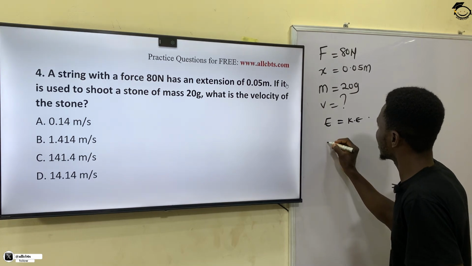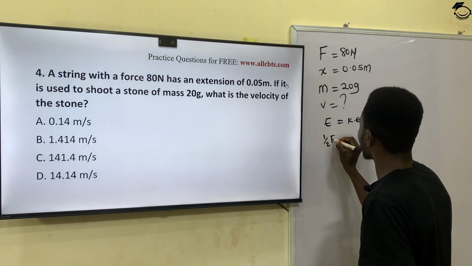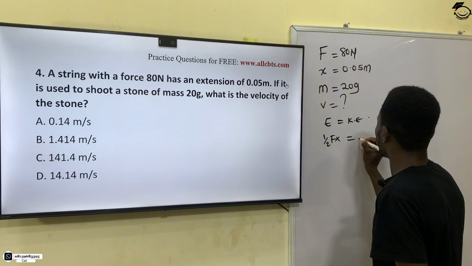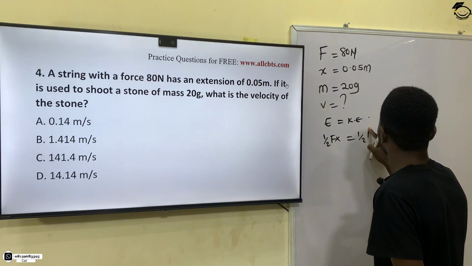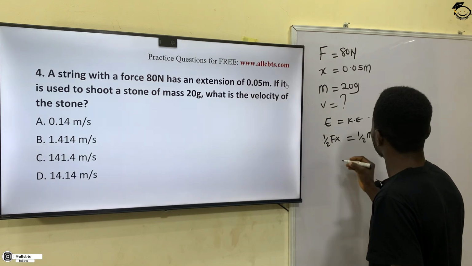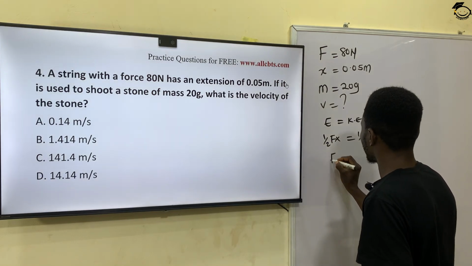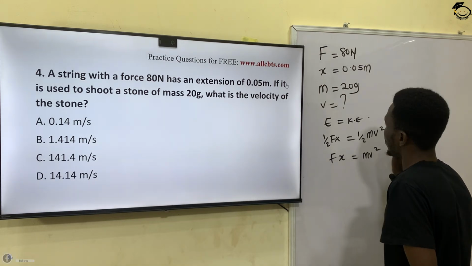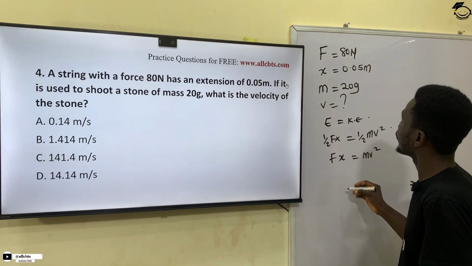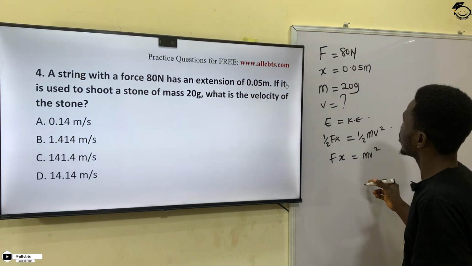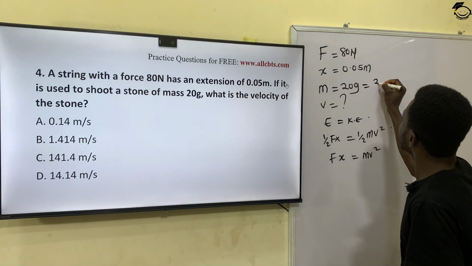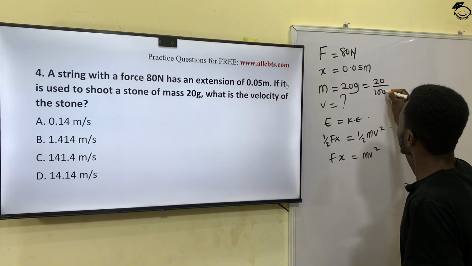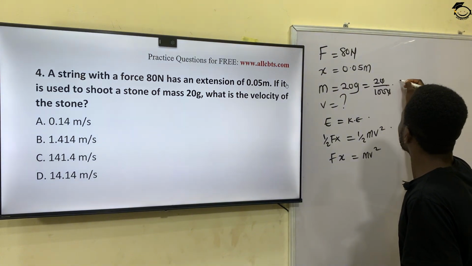This means that my half Fx is equal to half mv squared. So this is the same as saying that my Fx is equal to mv squared. So with this, we can find the velocity of the stone. So this is 20 divided by 1000, which will give me 2/100 kilogram.